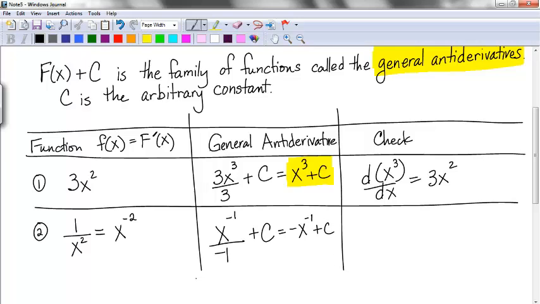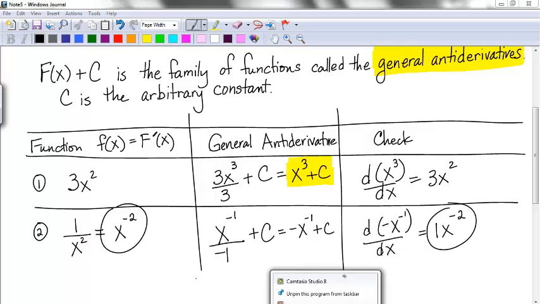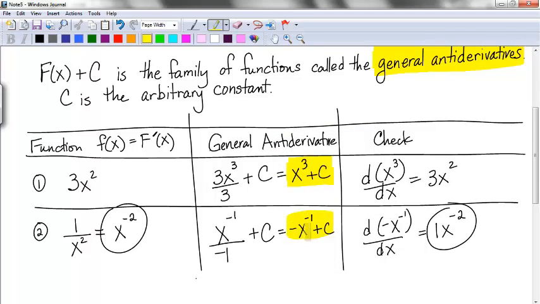Okay? So if we want to check, we just take the derivative of a negative x to the negative 1 with respect to x. Take that exponent times the number in front, would just be positive 1. Okay, depress the exponent by 1, so it'd be x to the negative 2. And did we get what we started with? Yeah. Okay. The antiderivative that we were looking for is that part.